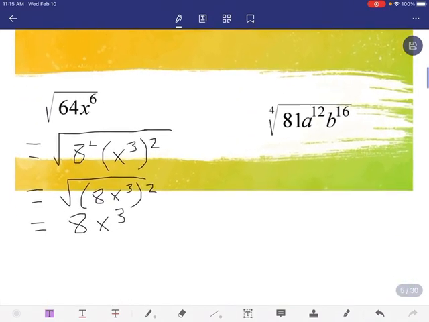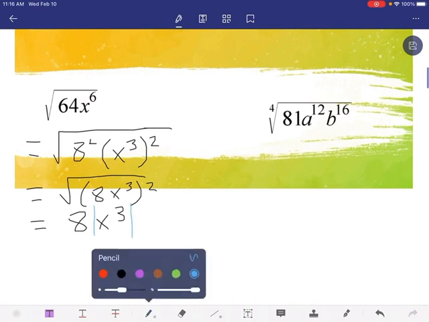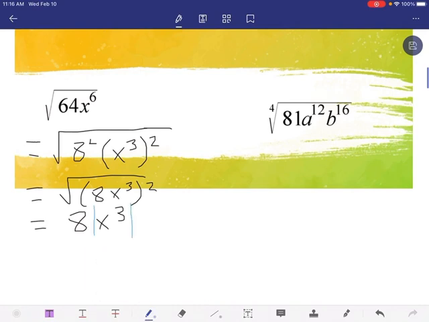But notice, I have a variable in this, so I can't tell you if x to the third is going to be positive or negative, because I don't know what I'm plugging in for x yet. So we have to make sure that it's going to be positive, and the way that we do that is by putting absolute values around our variable. Now, you could include the 8 in the absolute values if you wanted to, but I already know the sign of 8, it's positive, so I don't have to, but it's not incorrect to do it.